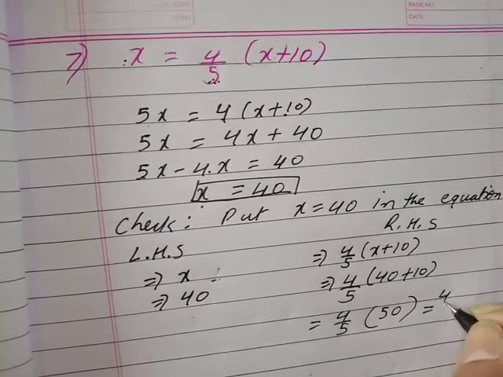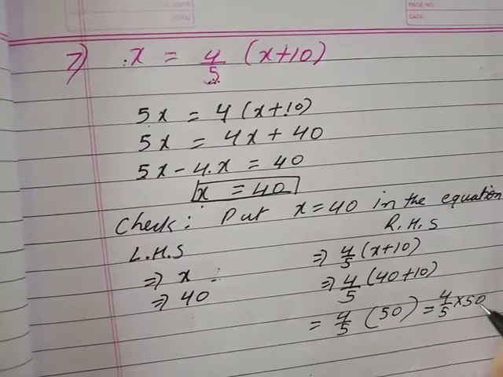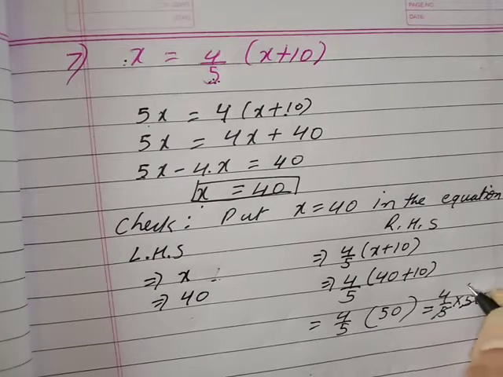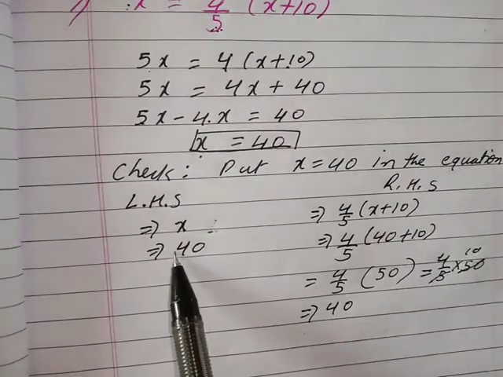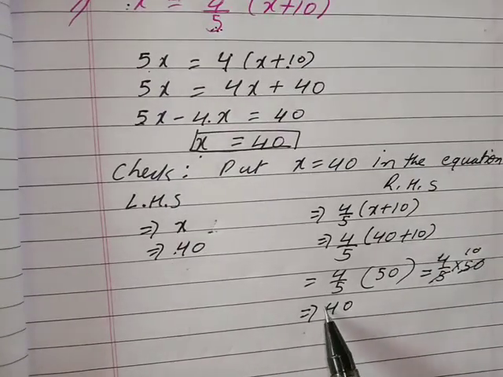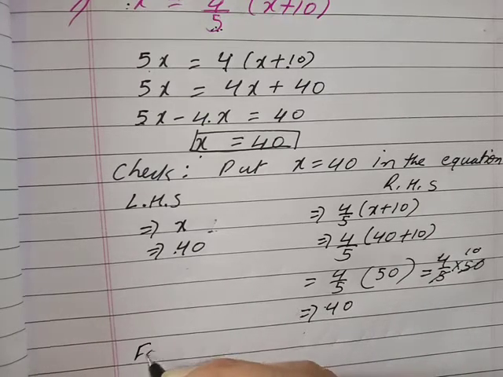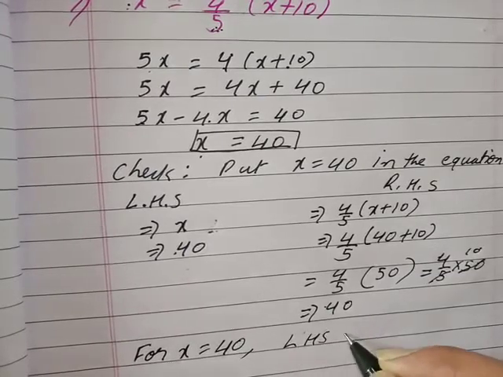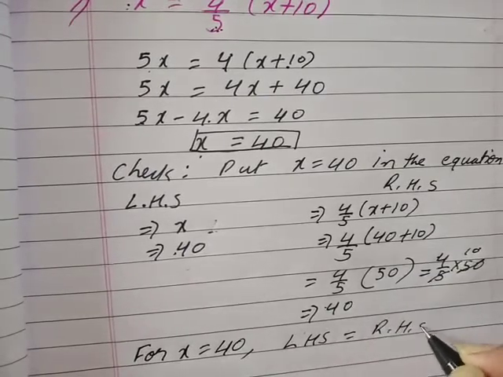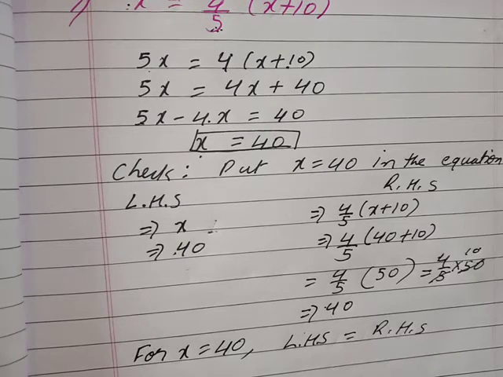And 4 upon 5 into 50. We can cancel 50 by 5, 10 times. So 4 into 10 is 40. So let's see, in LHS and in RHS, after solving we get 40. So LHS is equal to RHS. That's it. Okay.